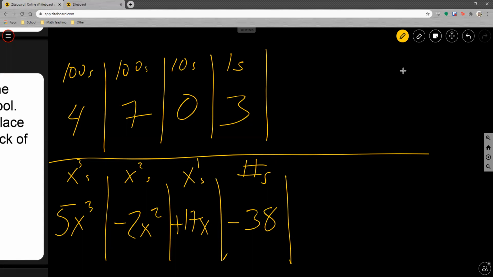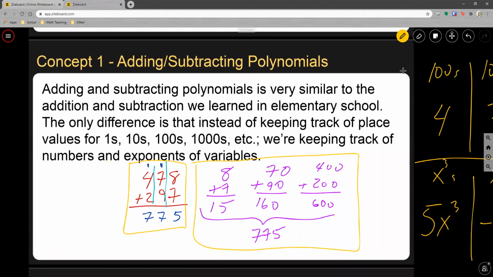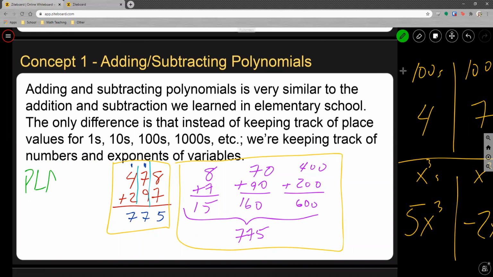So each of these has a place value very similar to what we see with numbers. The only difference is we can't carry or borrow or do anything between place values. When we're dealing with polynomials, everything happens in one place value at a time, which we'll see when we do the examples here in just a second. So just remember that place value is of the utmost importance in keeping track of what's going on.